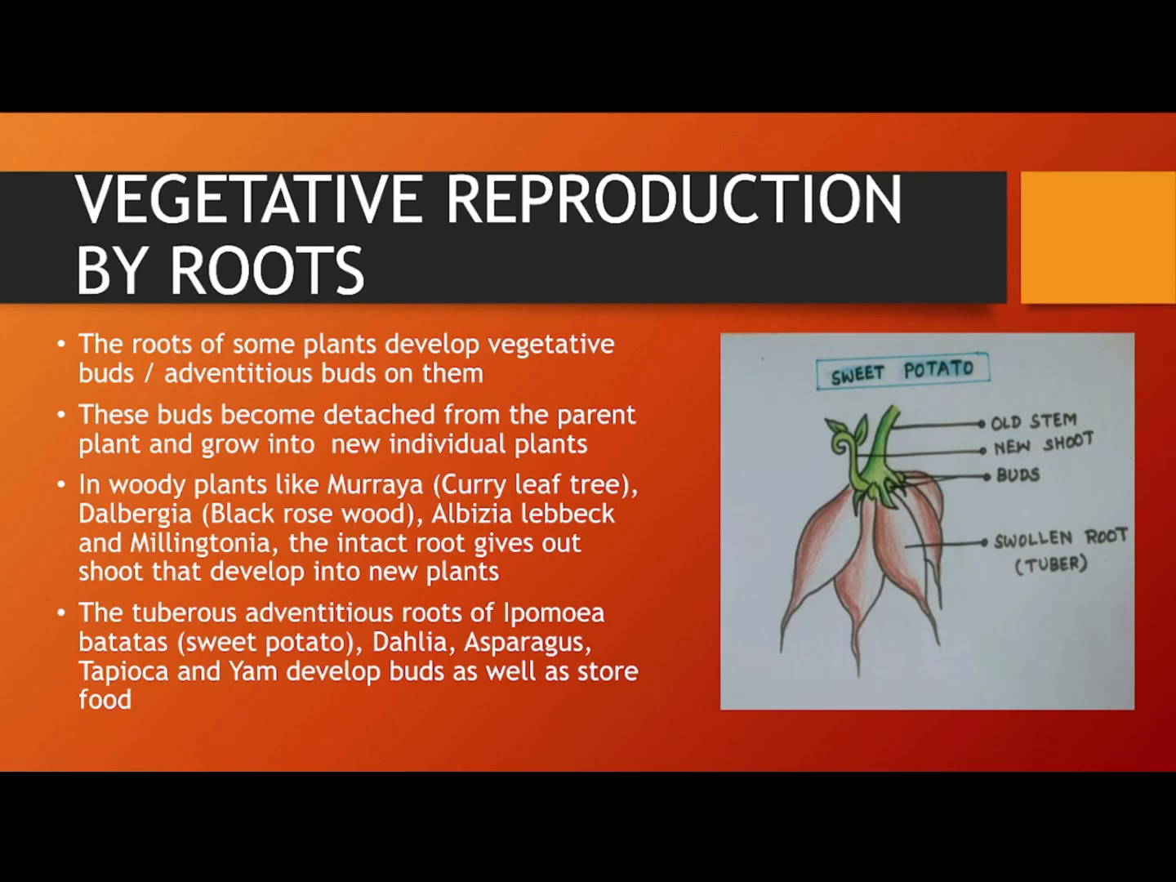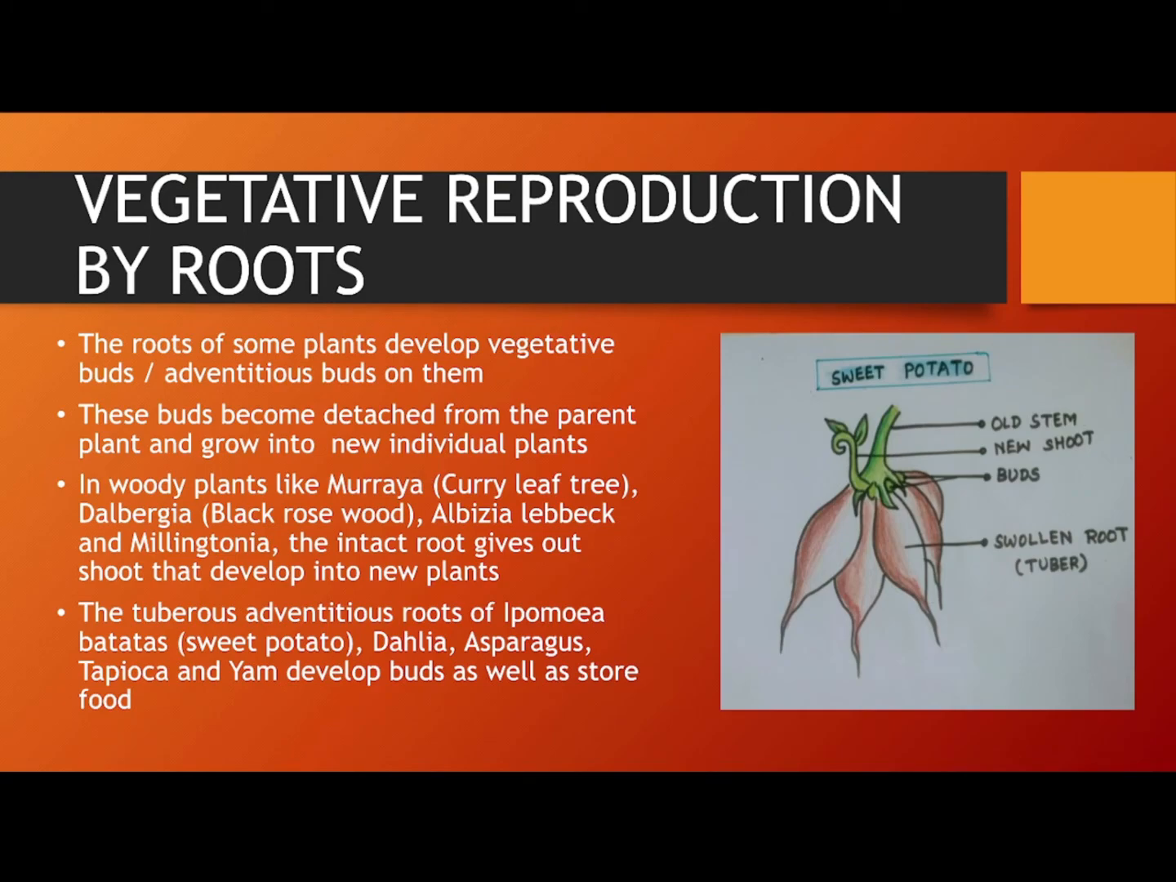Now the first topic that we are going to see is vegetative reproduction by roots. The roots of the plants develop buds on them. These buds are called vegetative buds or adventitious buds. Initially, the buds make use of the stored food that is available in the root and start growing. At one stage, when they have become a small plant, they get detached from the parent root and start leading a new individual life.